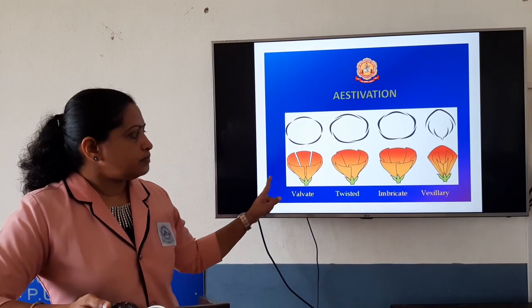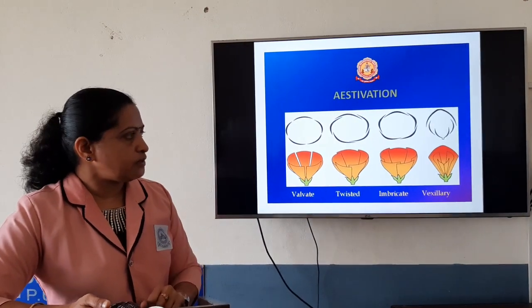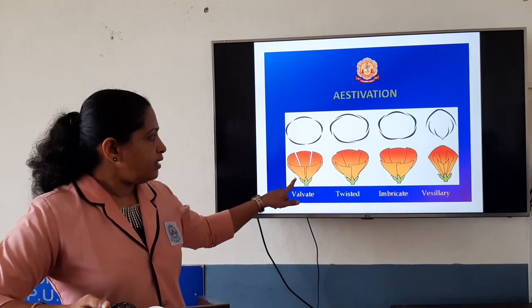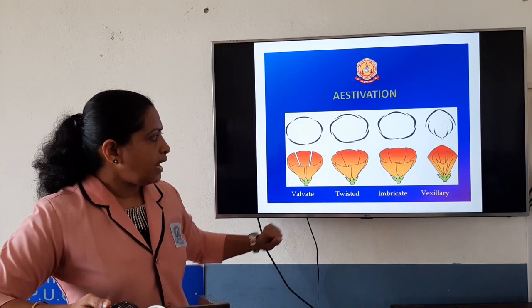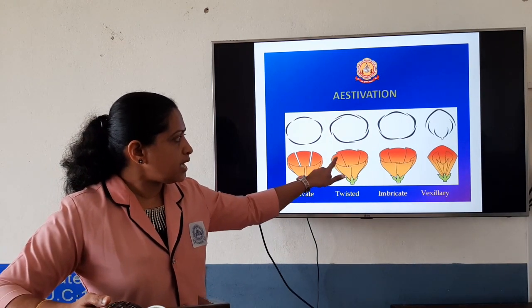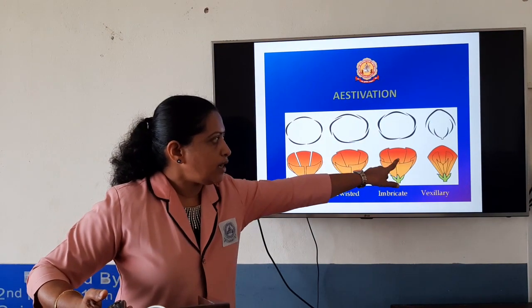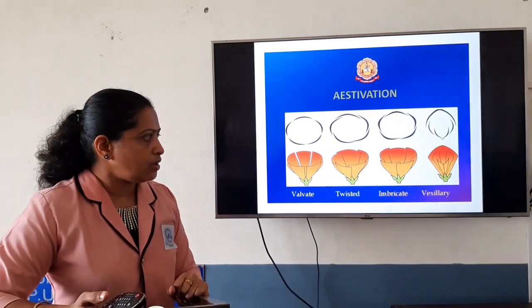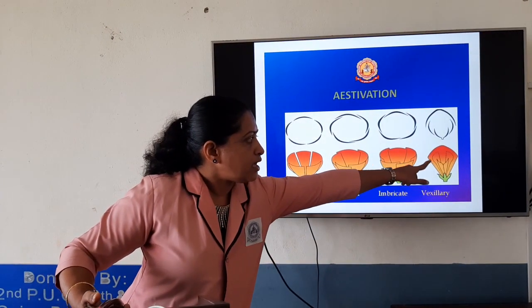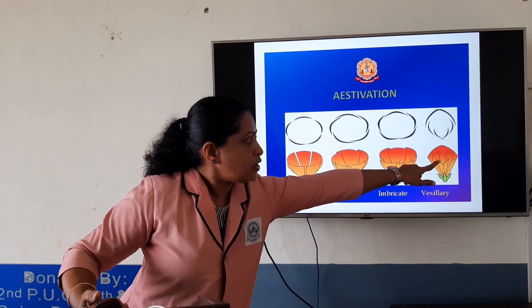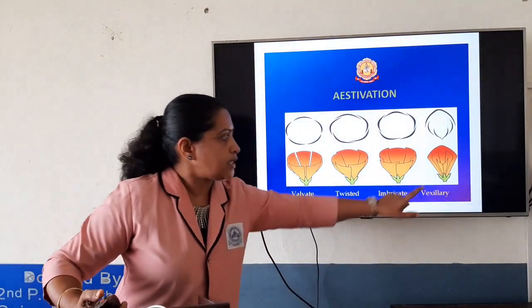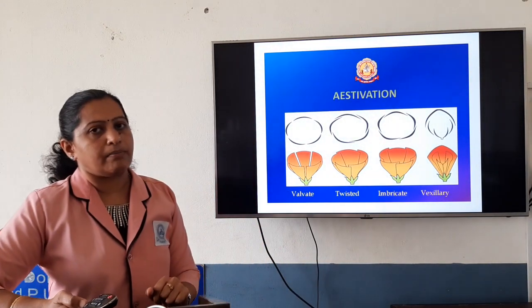So these are the images of different types of aestivation. Valvate, where the petals are not overlapped. Twisted, where petals are overlapped in a definite order. Imbricate, where there is overlapping but it is not in a definite order. Vexillary, where there are 5 petals: 1 standard petal, 2 lateral petals and 2 small petals named keel petals.